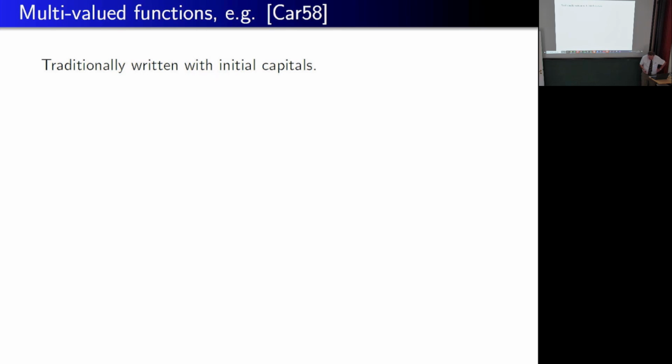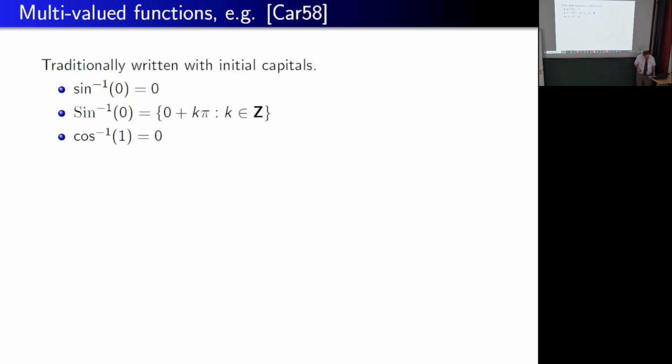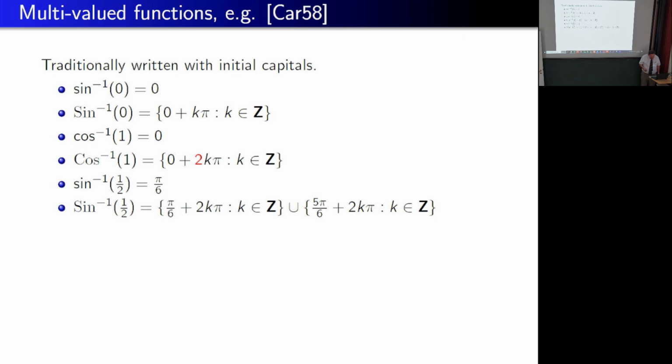Carathéodory's analysis textbook spoke only about multi-valued functions. So with multi-valued functions, traditionally people want to distinguish them, and they write capital initials for the multi-valued version. So sine inverse of 0 is 0, but the multi-valued version is 0 plus any multiple of pi. Cos inverse of 1 is 0, and the multi-valued one is actually 0 plus any multiple of 2 pi. And in general, what actually happens is a bit more complicated, so if I take sine inverse of a half, that's what I get as the multi-valued version.